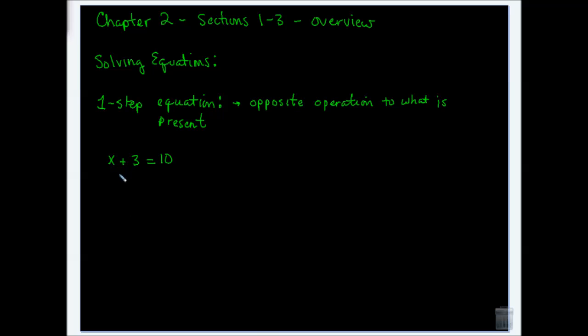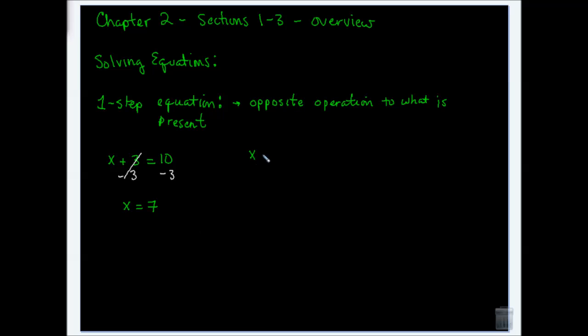3 has been added to x, so to find out what x is, I want to undo the addition, so I'm going to subtract. So I'll take 3 away from both sides. And the reason I do this is because plus 3 and minus 3 cancel each other out. And then I know what x equals. And that's what I'm trying to do. I'm trying to get x alone on one side, numbers alone on the other side.